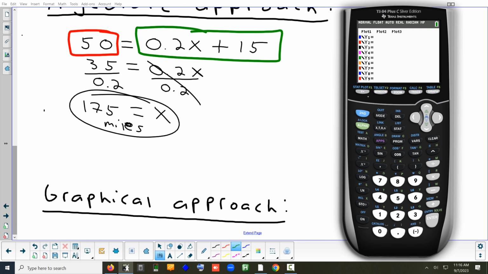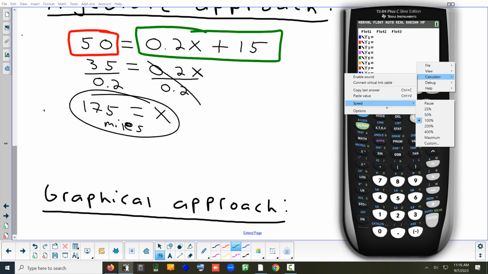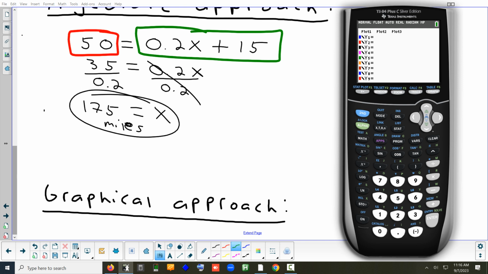Okay, if you've got anything else that's still in there from yesterday, you can clear it out. So I don't have anything. And I'm going to type in 50. And I'm going to put that on y1. So we're going to put the left-hand side of this equation on y1. And we're going to put the right-hand side of the equation on y2. 0.2x, you don't need the 0. Just 0.2x plus 15.